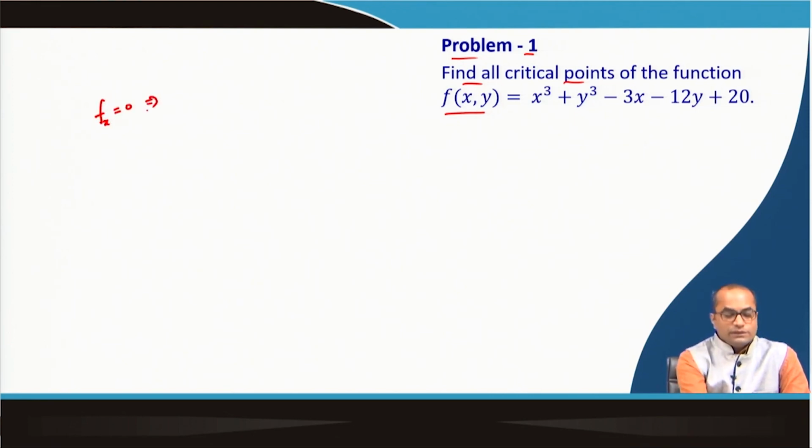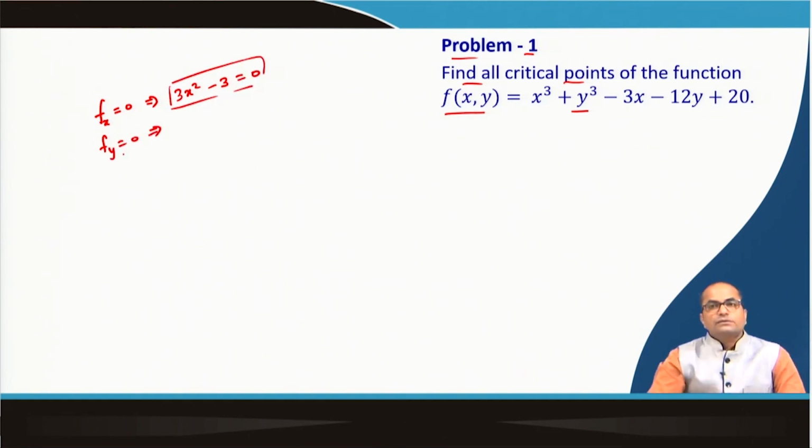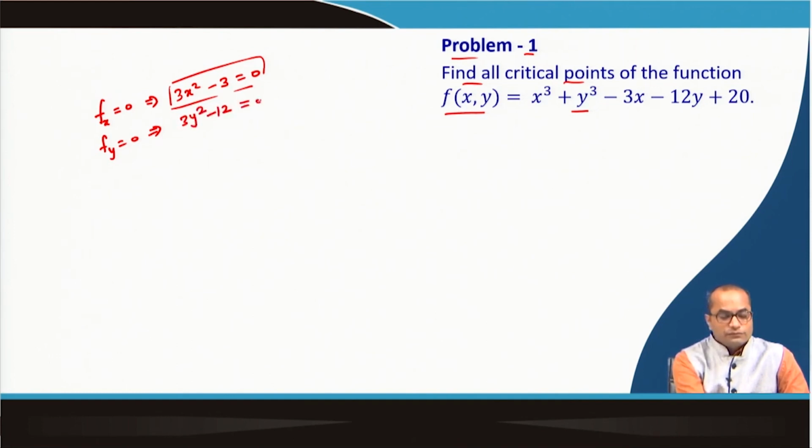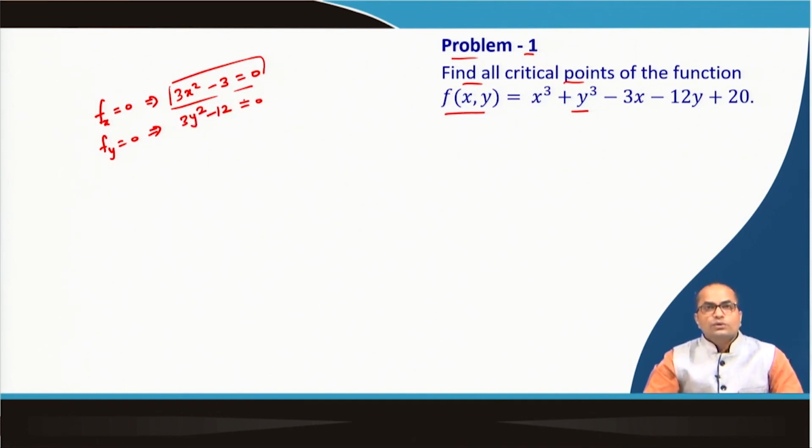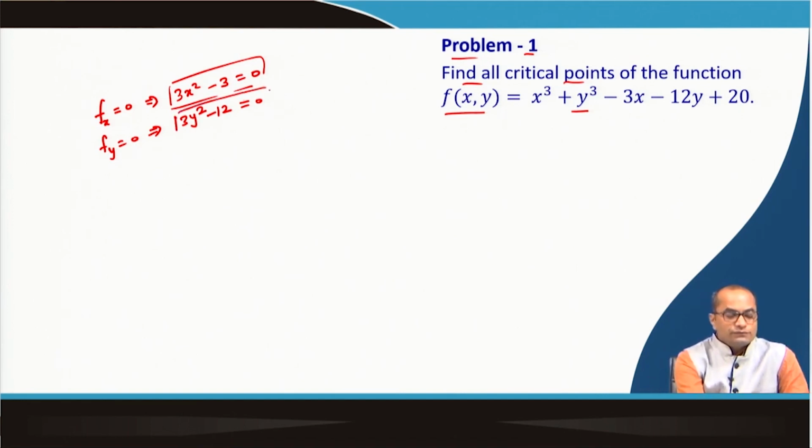So, from here what we are getting is 3x^2, then here it will be 0, then we will get minus 3 from there. So, this is equal to 0, that will be one equation, and the second, f_y equal to 0, we will get the other equation. So, here the f_y will be 0 when 3y^2 minus 12 will be 0. So, these are the two equations which we got after setting f_x equal to 0 and f_y equal to 0.